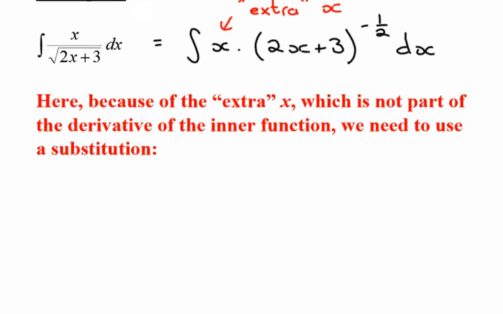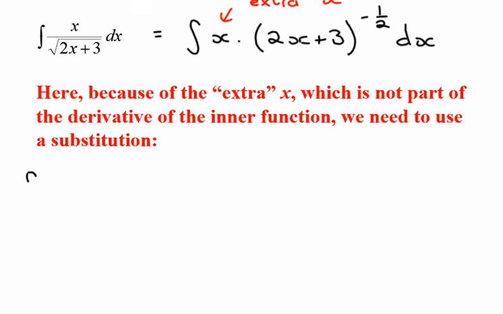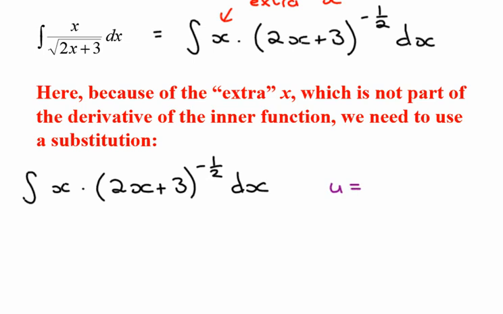So I'm going to rewrite my function over here in that nice form so we can work with it. The integral of x times by 2x plus 3 to the power of negative a half dx. Alright, so at that point, let's go and do our u and our du over dx and see how we go. So let u equal the inner function. So let u equal 2x plus 3. Straight away we go to see what du dx is. Du over dx. Well, the derivative of 2x plus 3 is 2. Therefore, du is equal to 2 dx.